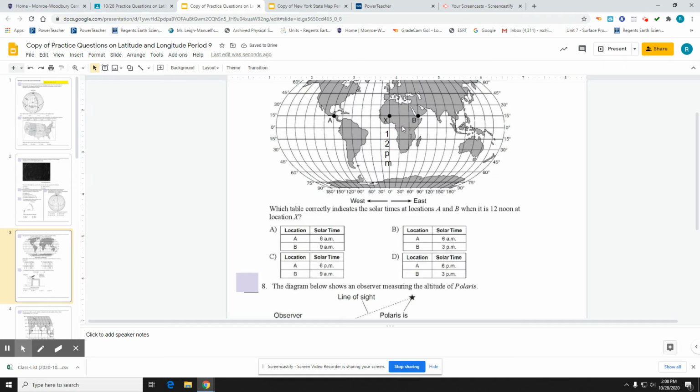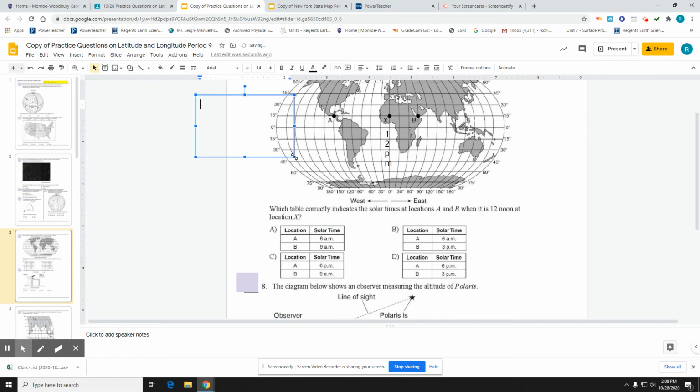Location A is over here, 90 degrees away from location X. So the difference is 90 degrees. And I take 90 and divide that by 15. I get a 6-hour difference. Now, since it's to the west, its time is going to be less, which means that 12 p.m. minus 6 hours would be 6 a.m.